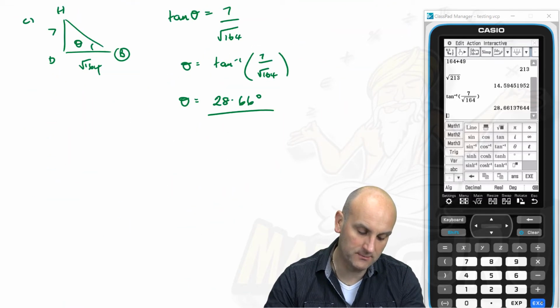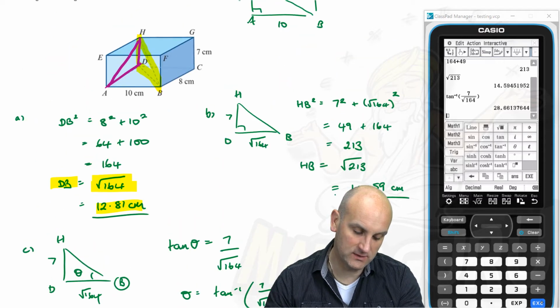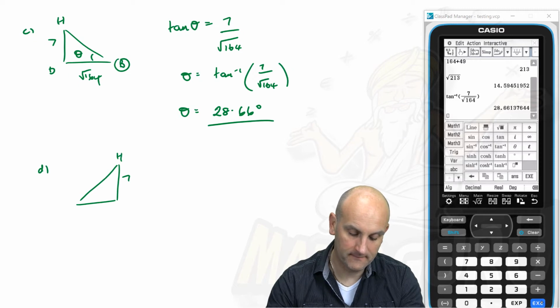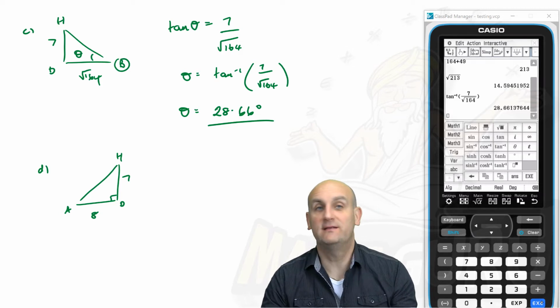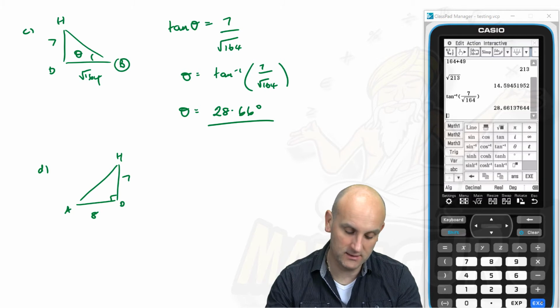Okay, so let's scroll up a moment. Part D, we want H to D to A. And what did we know that that was? 7 there. And I think, if I remember rightly, this is where life gets challenging, is 8. And that is 8. So how do we find it? Again, it's a right angle triangle. It's a Pythagoras. No, yes, it's a Pythagoras question. My brain tried to mess with me then.